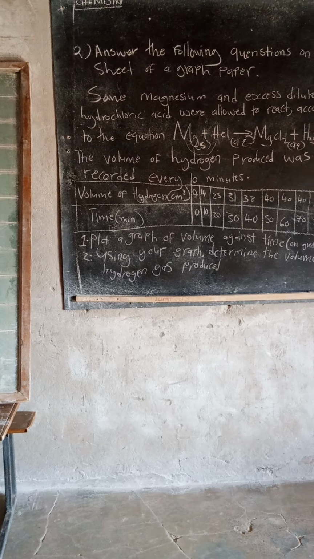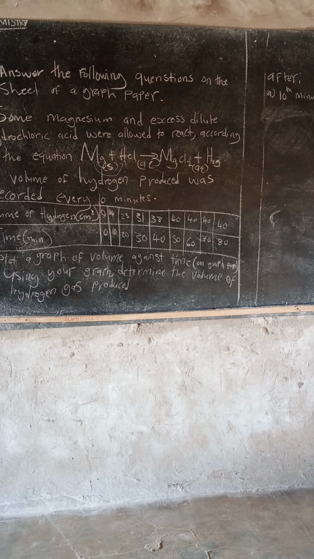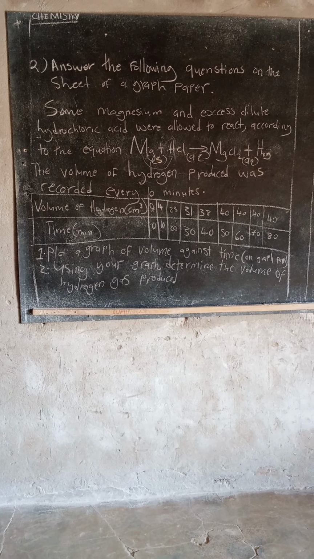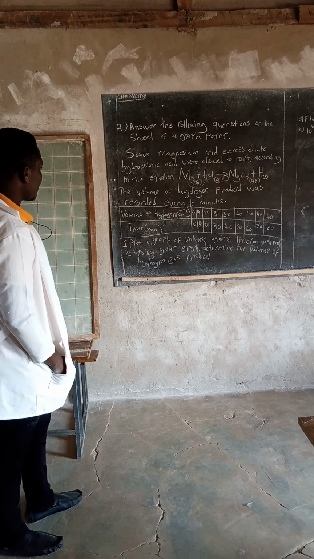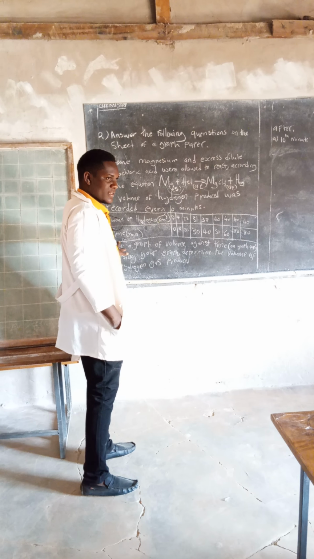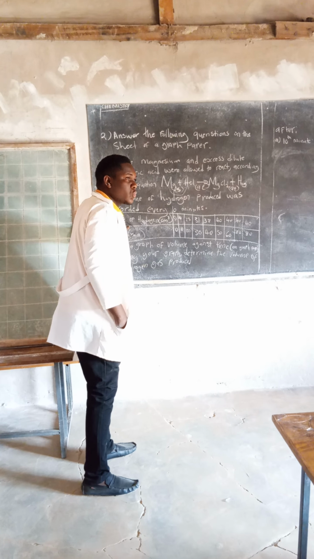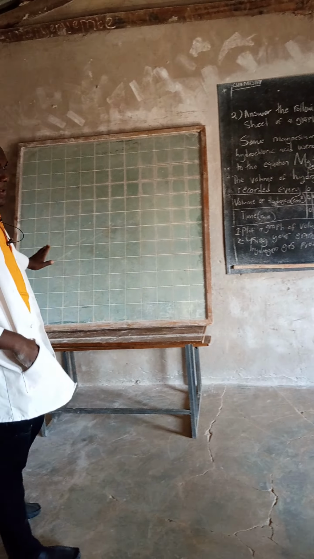So they are saying the volume of hydrogen produced was recorded every 10 seconds. Are we together? Yes. So the volume was recorded every 10 seconds. This is the volume and this is time. So what do we do to answer this question? Always come to your graph paper.